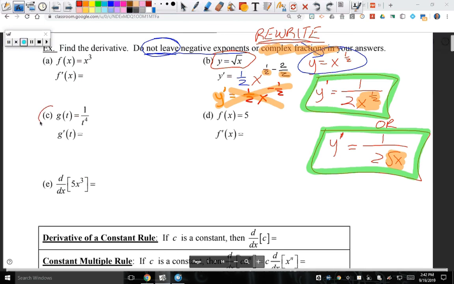On part C, any suggestions? What could I do to apply the power rule to this example? Yep, you could rewrite it as t to the power of negative 4. It's all about the rewrite, guys. Notice this: have I derived yet, or am I just rewriting the position function? So what Omar just said, yes, we're going to change this to be t to the negative 4. And here's what I'll say right now.